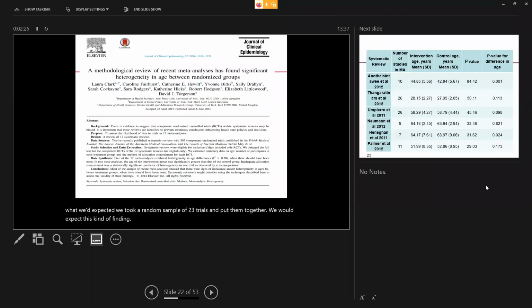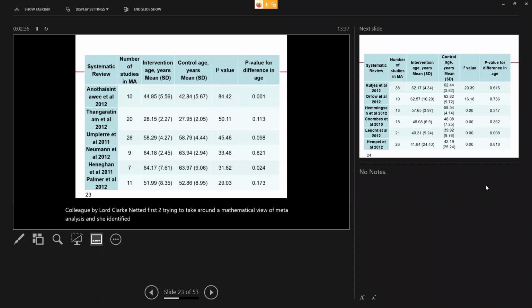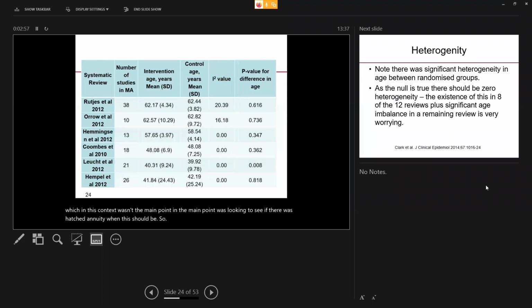And a colleague of mine, Laura Clark, led a group of us to undertake a methodological review of meta-analyses, and she identified 12 meta-analysis systematic reviews. And this is what she showed, ranked by I-squared. You see the first one there has 84% I-squared, so a huge heterogeneity when we're looking at age. And there's actually a statistically significant difference in age, which in this context wasn't the main point. The main point was looking to see if there was heterogeneity when there shouldn't be. So if you go down and look at all the 12 trials, we can see that only 4 of the 12 have heterogeneity of 0 as we would expect, and even in one of those there is an age imbalance.